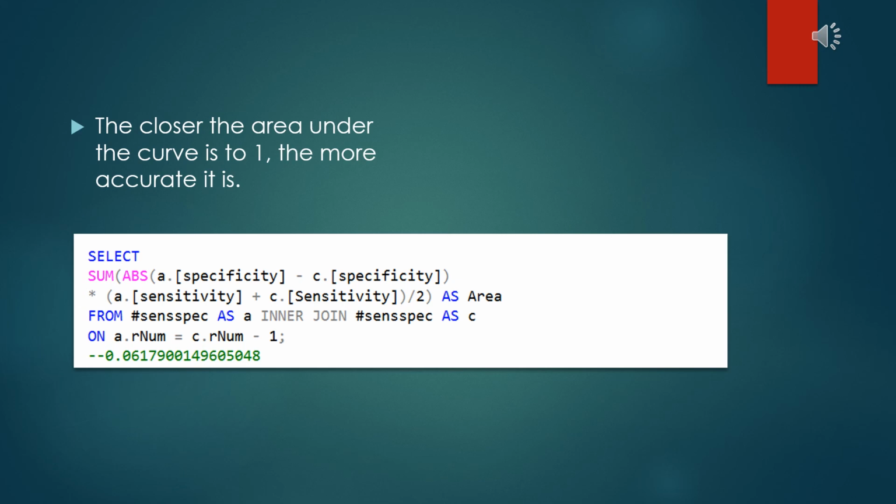So lastly, you'll be finding the area under the curve using this code right here. You should get the final answer to be 0.06179, etc. That is the correct answer you should be getting. The closer the area under the curve is to 1, the more accurate it is. So in this case, it is closer to 1, therefore it is accurate.